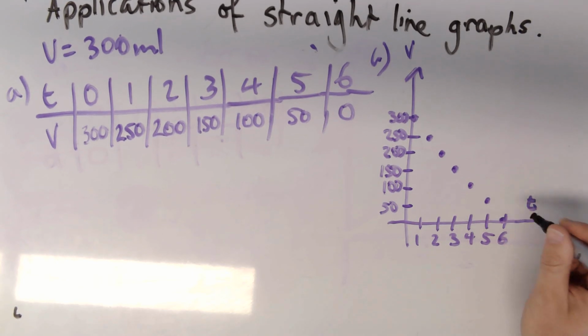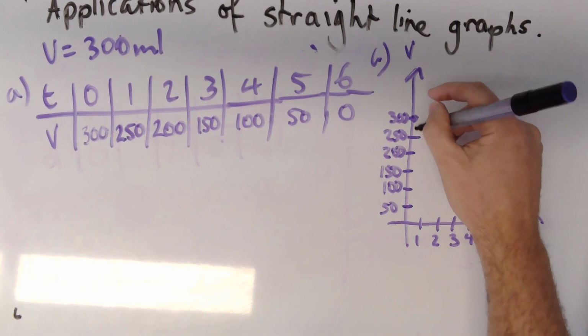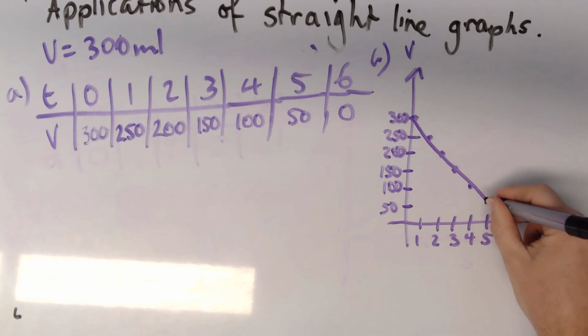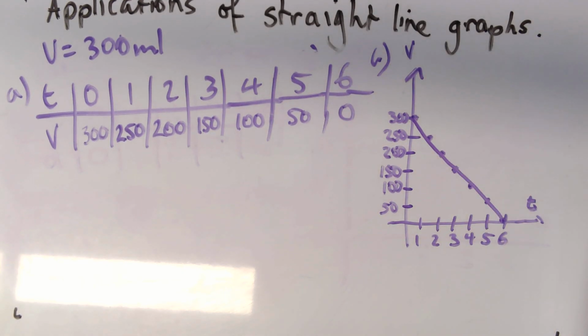Okay, and then I finished here. Remember, that's not our graph. Our graph is when we join them up to get a nice straight line like that. Okay? So it's part B.